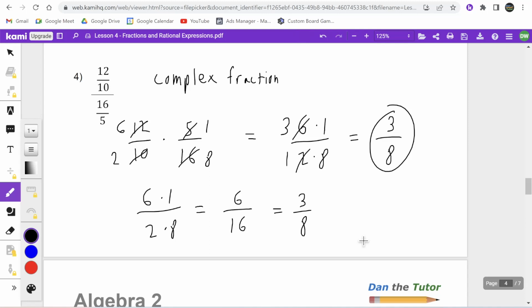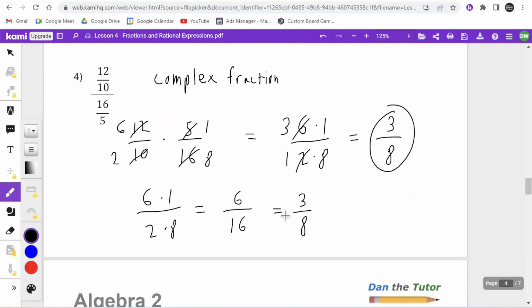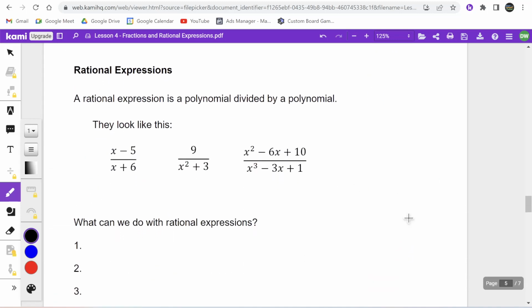And it's also a good strategy in general for the next topic we're going to talk about, which is rational expressions on the next page. But before we get there, any questions on multiplying and dividing fractions? Okay, good. We're already on to the last topic of today. I told you it'd be a short one, but it's a good one, and there's plenty of great homework problems for you to do after this.